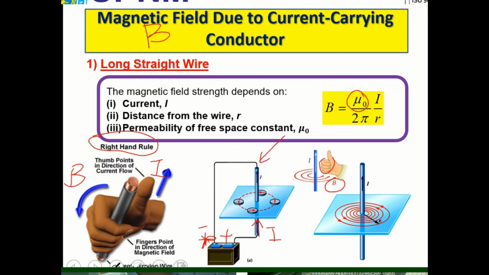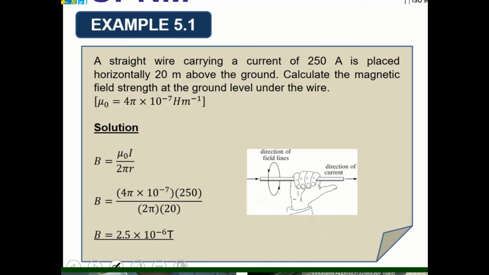Okay, so untuk long straight wire, the magnetic field dia bergantung kepada current, meaning that greater current will produce greater magnetic field. But greater distance, dia macam electric charge jugalah, makin jauh daripada charge, so electric field dia weaker. So sama je konsep dia macam magnetic field, makin jauh point yang kita nak measure, makin rendahlah nilai magnetic field. And the last one, µ₀, what we call permeability of free space constant. So yang ni constant, tak perlu hafal, value tu kita provide.